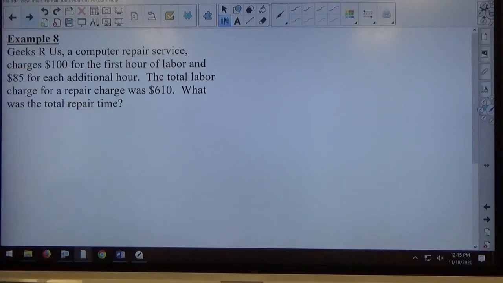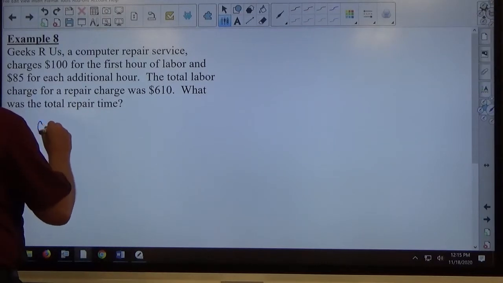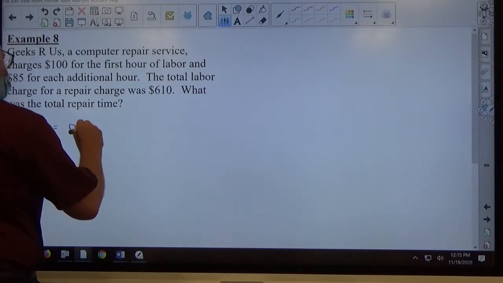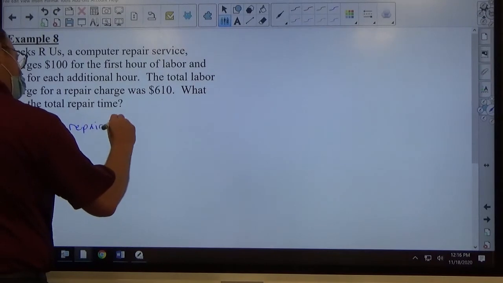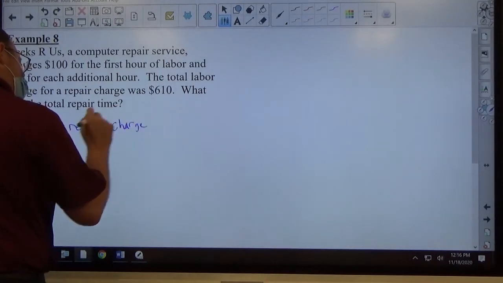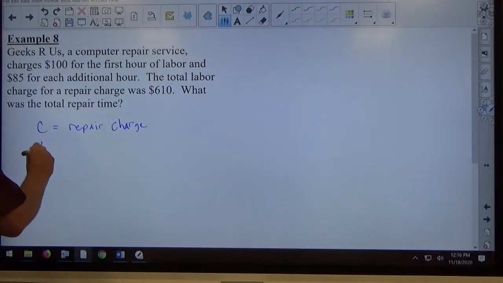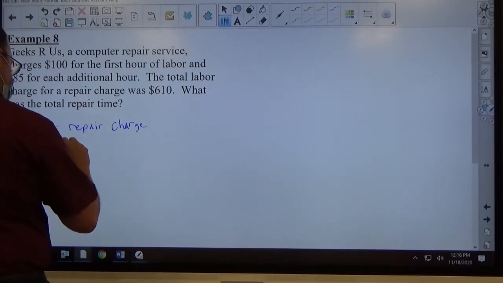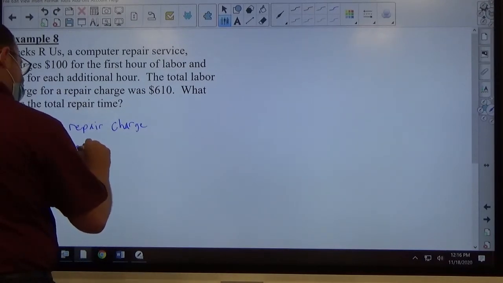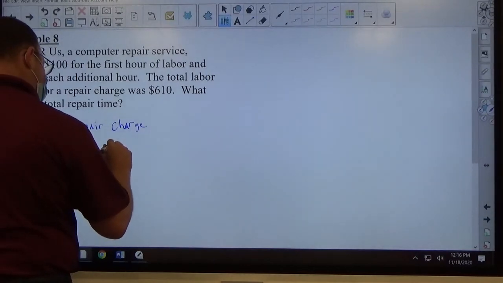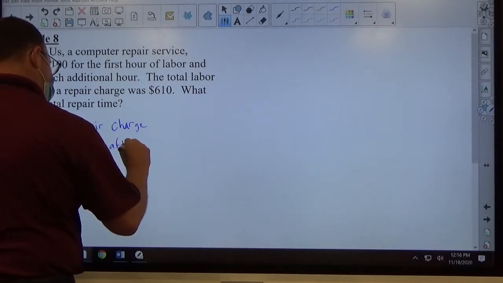So, this particular business is charging their customers the repair charge. Let's say C equals repair charge. Let's say T equals hours after first hour.